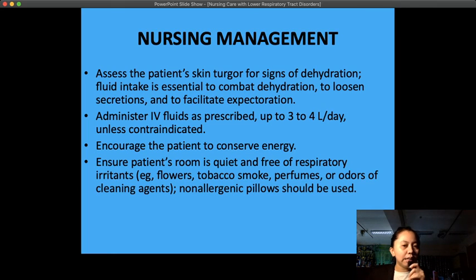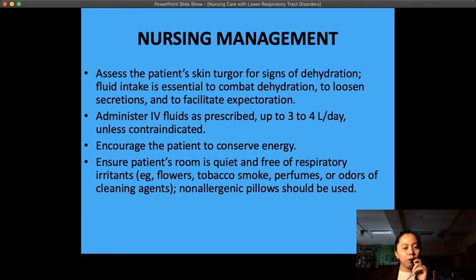Then fluid intake is essential to combat dehydration or to loosen secretions or to facilitate expectoration. And then administer IV fluids as prescribed up to 3 to 4 liters per day unless contraindicated. And then encourage the patient to conserve energy. This is very challenging kung bata ang pasyente, no?